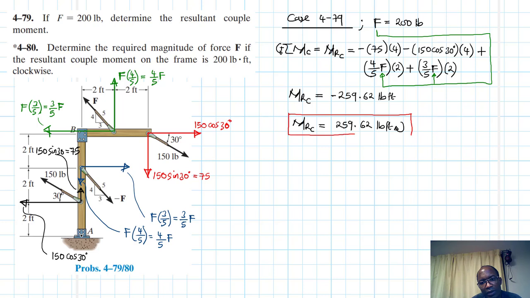Okay. So let's go to case number 2, which is 4-80. What is the question? We've been asked to determine the force if the resultant couple on the frame is 200 pounds-feet and is clockwise. Alright, so the same equation will suffice.